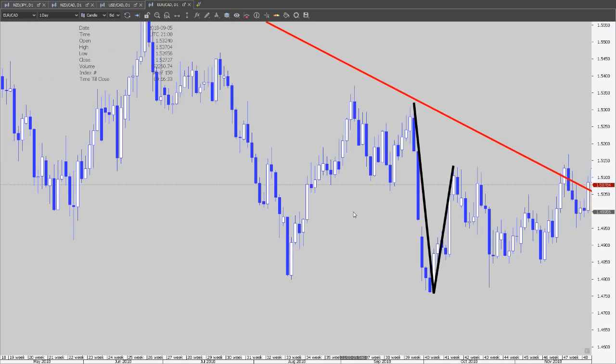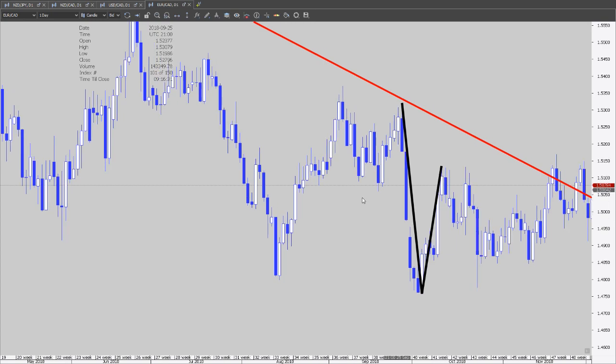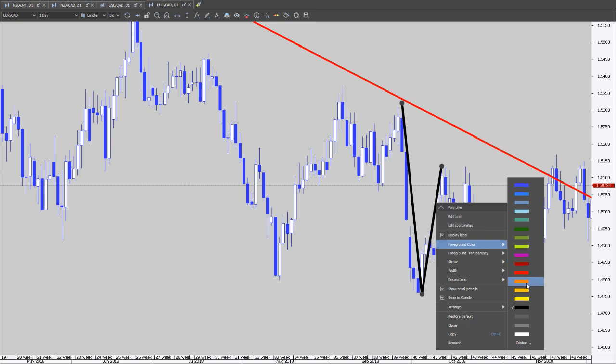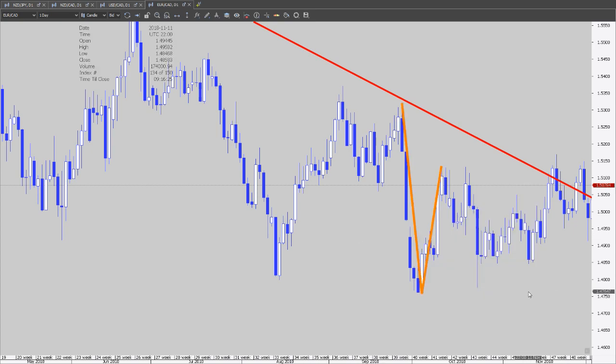Now, when you learn crowns, of course, you need to obey the rules. Let's make it orange. There you go. So if this is the center tip, right? Oh, Passion, didn't you say that we must make a higher high? Yes, sir. This is the lowest point in a crown reversal, right?